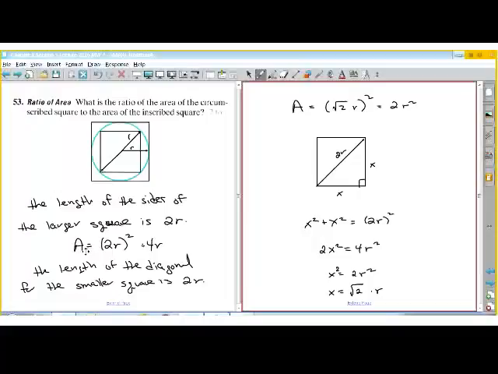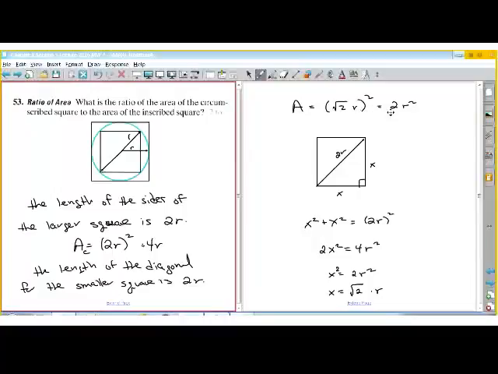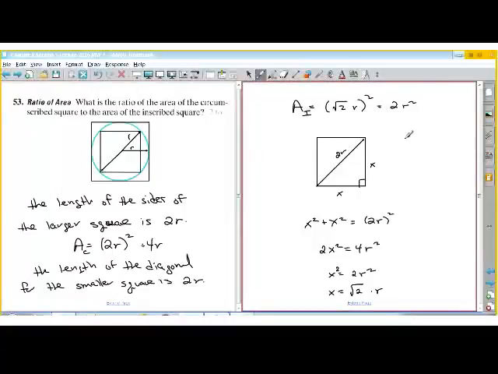So if I compare these two areas, this is the circumscribed square, and this is the inscribed square. If I take the ratio of the area of the circumscribed square to the area of the inscribed square, I get 4r squared divided by 2r squared, which is just 2. So that's the answer. The outside square has twice the area of the inside square.